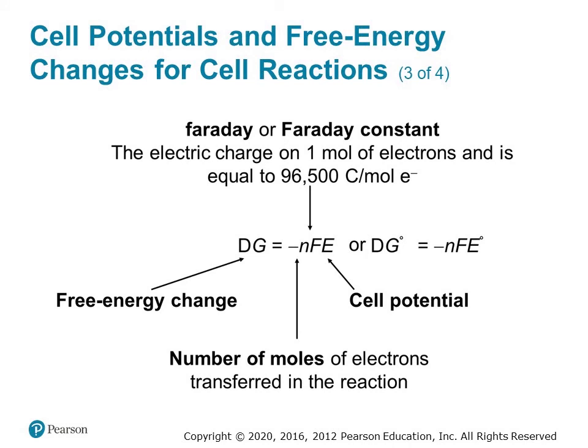Since voltage, which we can measure with cell potential, is related to energy, we can incorporate it into the equation shown here. The Gibbs free energy, or delta G, measured in joules or kilojoules, is equal to negative N times F times E, where N is the number of moles of electrons transferred in the balanced chemical reaction, F is the Faraday constant, which relates coulombs to electron charge, and E is the cell potential. The Faraday constant tells us that 1 mole of electrons has an electrical charge equal to 96,500 coulombs. Thinking back to thermodynamic standard conditions defined in the previous chapter, we can also define a version of this equation using delta G standard and the standard cell potential.